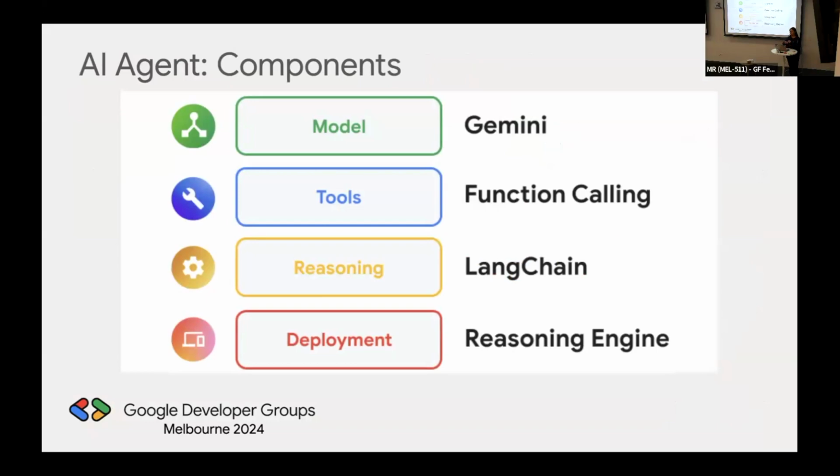Function calling is actually to see what the defined functions are. Let's say if I want to convert currency, then you link to the APIs. So it's just like a router function: what is the action that you want it to do? For reasoning, the most popular one is the LangChain framework.